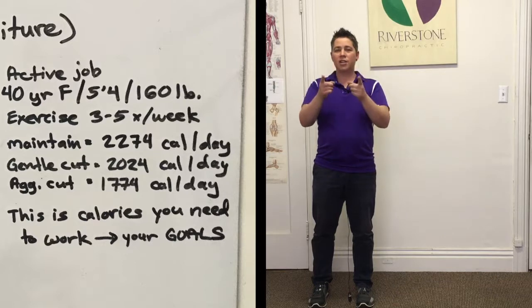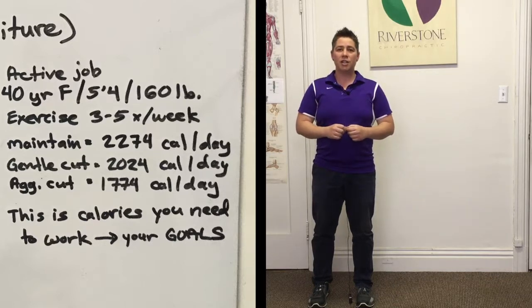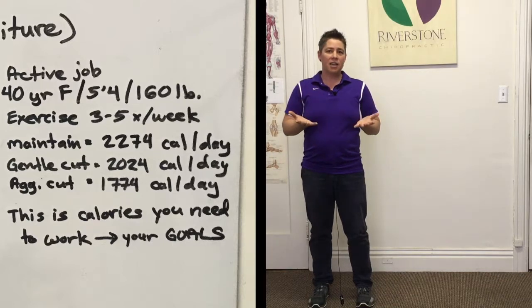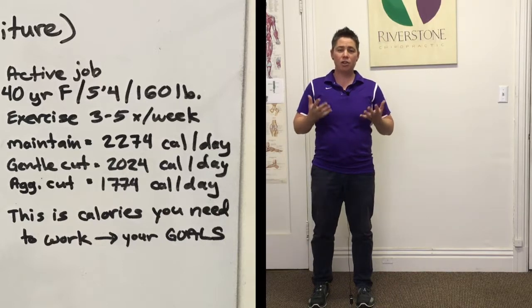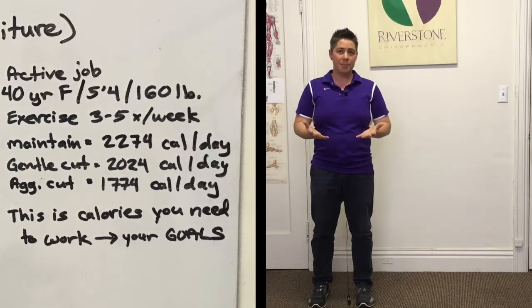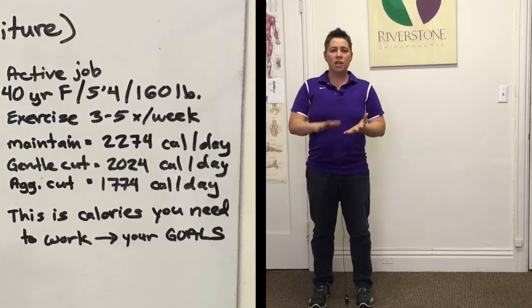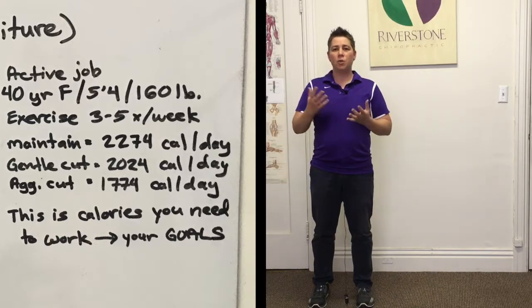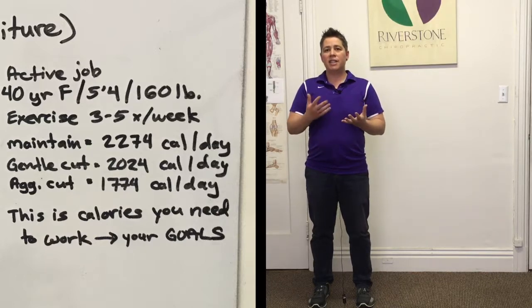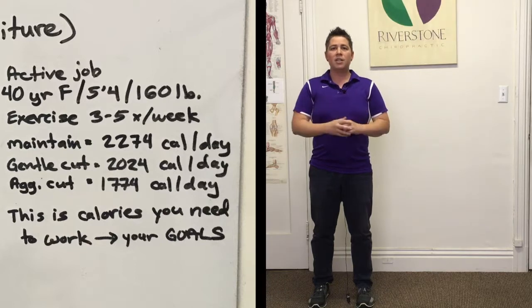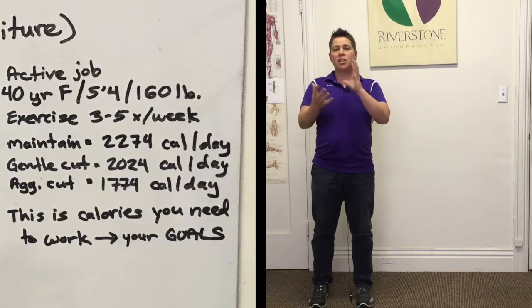So if you run the calculation from tdeecalculator.net, you're going to see that the maintenance calories, so the number of calories that person would need to eat per day to maintain their current physique, would be 2,274 calories a day. If this person wanted to do a gentle cut and start to lose weight and get a little bit more lean, we would be looking at 2,024 calories a day. If they wanted to do a more aggressive cut, it's 1,774 calories. So that just shows you an example, but we'll move on from here.